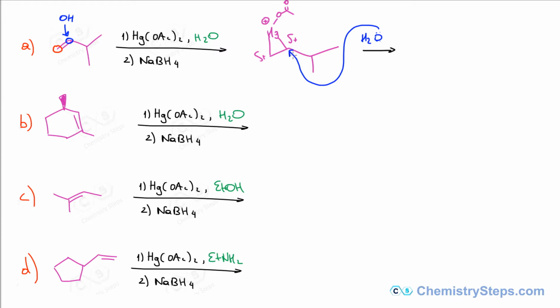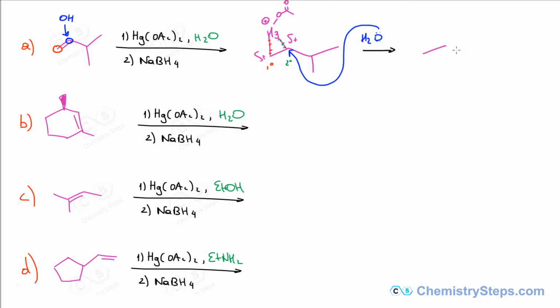And the reason for this regioselectivity is that when the attack is happening, we have partially broken bonds here. So if this is partially broken, then we have a secondary carbocation, while on the other hand, if this is partially broken, then we're getting a primary carbocation. So in the first case, the secondary carbocation is more stable. That's why the water is attacking the more stable, the more substituted part of the cyclic intermediate here.